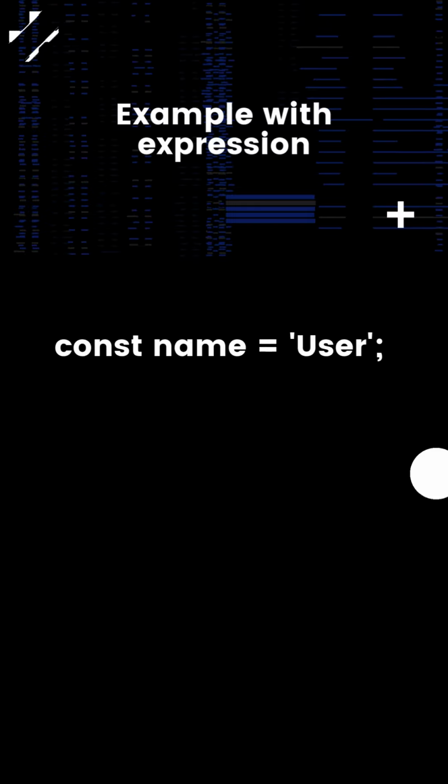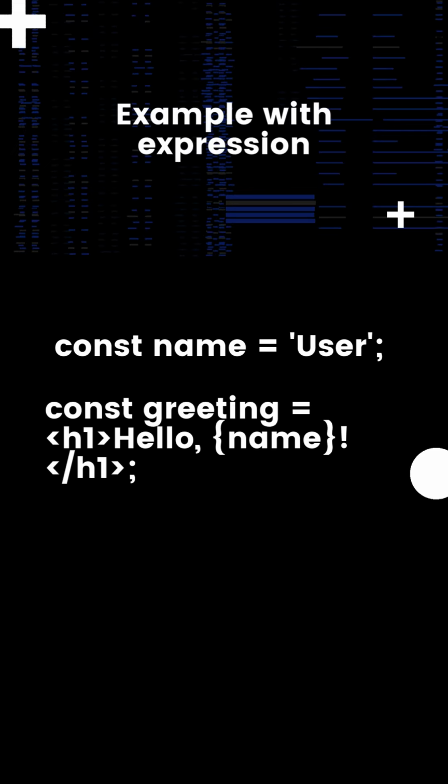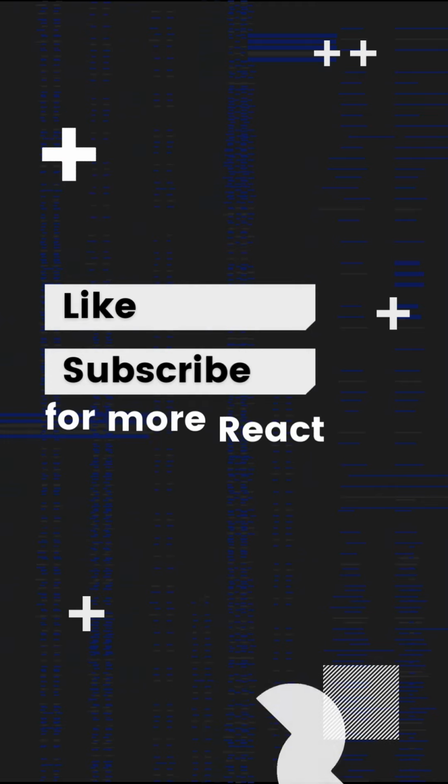Let's use a variable in JSX. Create a constant called name and set it to user. Then create a constant called greeting. It equals an h1 tag that says hello, followed by the name in curly braces. That's JSX in 30 seconds.